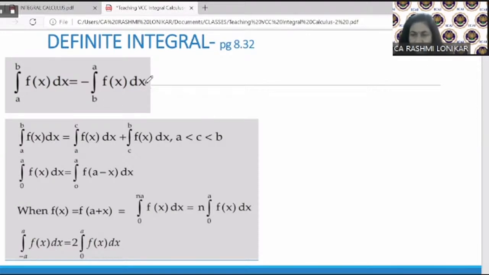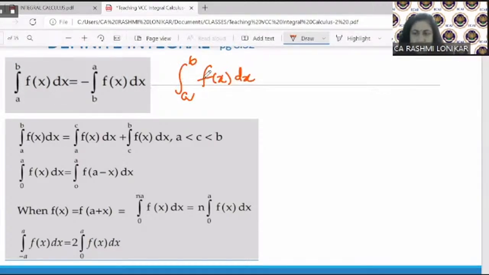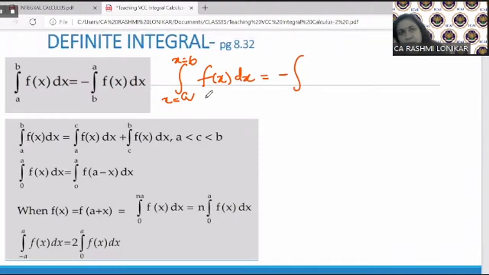It says that integral of fx dx, x going from a to b. How is it said? Integral of fx dx, x going from a to b is equal to minus of, if I change the limit, so I make the upper limit the lower limit and the lower limit the upper limit. So this becomes from b to a, fx dx. Okay. So the quantum will remain the same, but the sign is going to change.